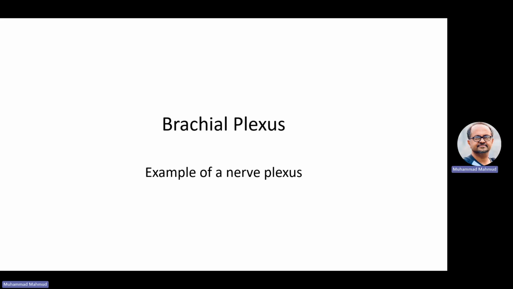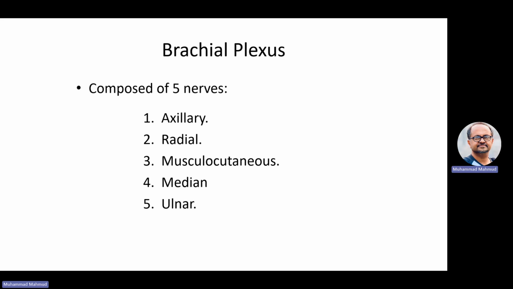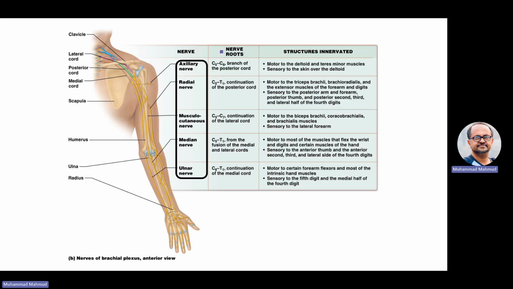Let's talk about brachial plexus. This is the most important one for now. And what do we find in that nerve plexus? It is formed by five nerves: axillary, radial, musculocutaneous, median, and ulnar. You see in this diagram, those five nerves, they are making a plexus, like a network. So that is called brachial plexus. Similar types of plexuses we find in sacral lumbar areas. So those are different types of plexuses.